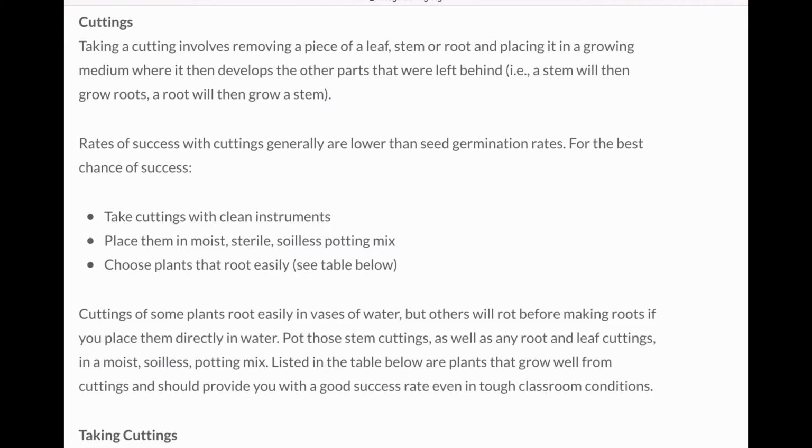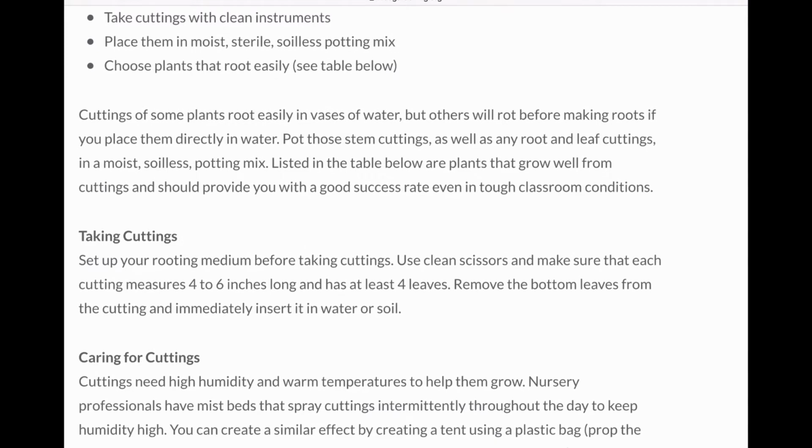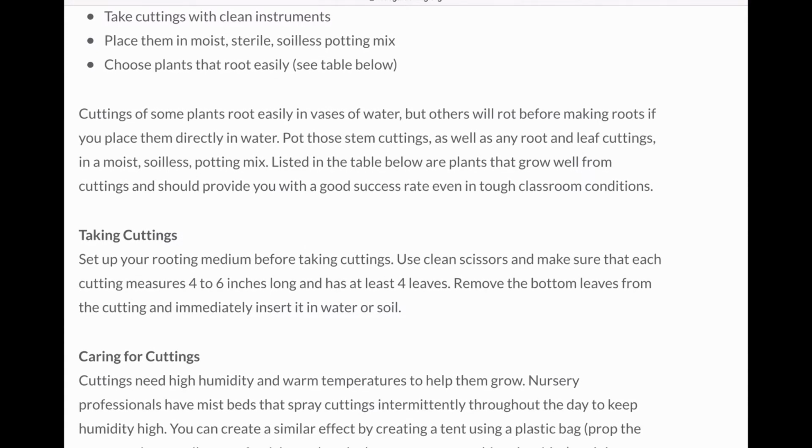Rate of success with cuttings generally are lower than seed germination rates. For the best chance of success, take cuttings with clean instruments. Place them in moist, sterile, soilless potting mix. Choose plants that root easily. Okay, so this is what I did. Cuttings of some plants root easily in vases of water, but others will rot before making roots. If you place them directly in water, pot those stem cuttings as well as any root and leaf cuttings in a moist, soilless potting mix. Listed in the table below are plants that grow from cuttings and should provide you with a good success rate even in tough classroom conditions.